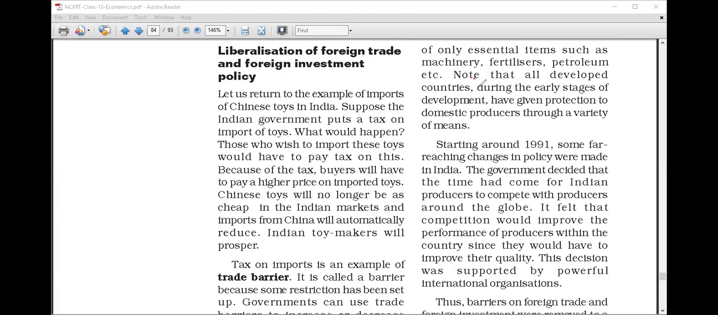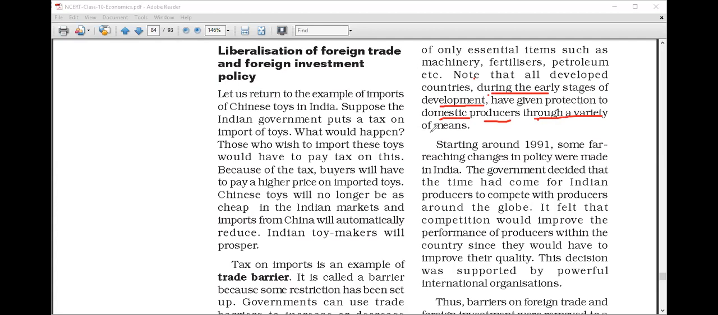All developed countries during the early stages of development have given protection to domestic producers through a variety of means. So it is not only India; all the countries during the early stage of development follow such means to protect the local domestic producers.